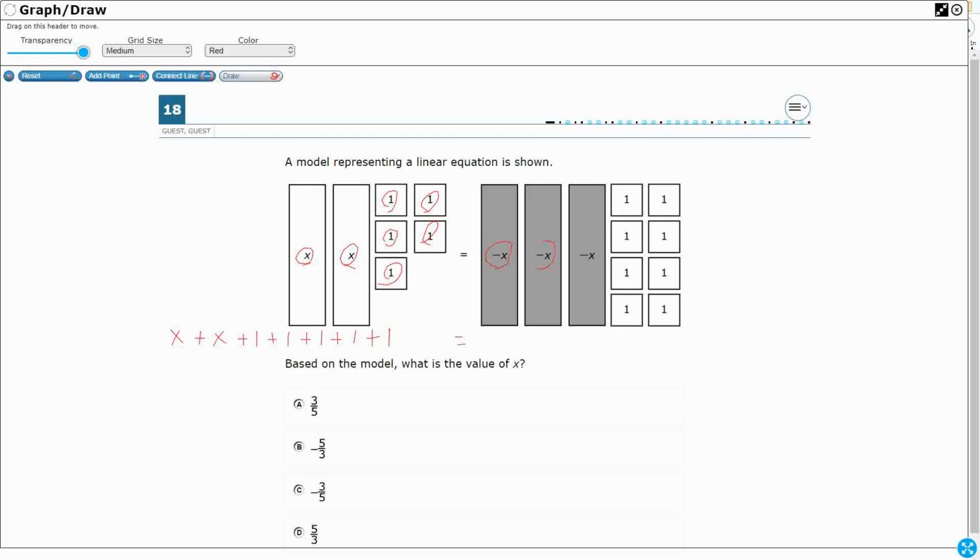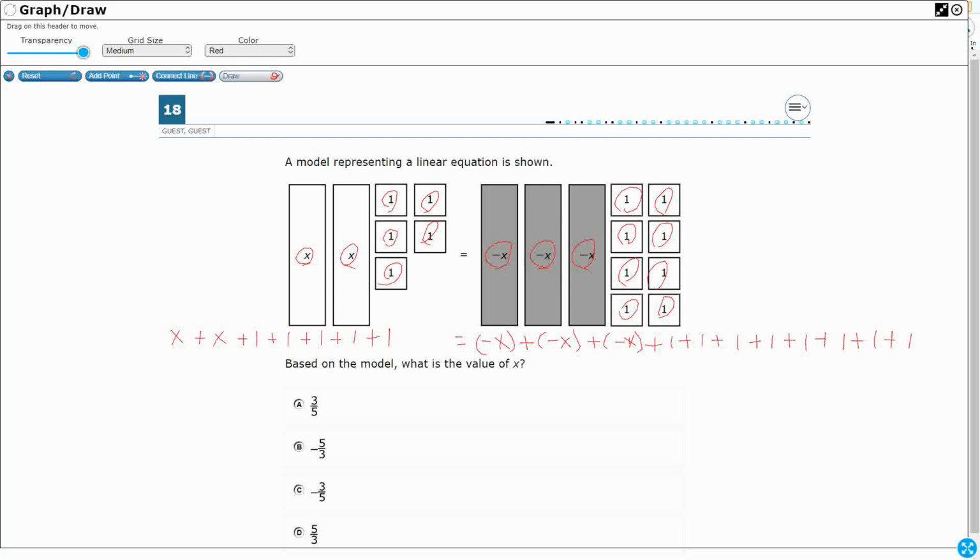Now I've got, and you notice a different color, these are negative x's, right? So negative x plus negative x plus negative x. And then I've got 8 ones, right? So I need to do plus 1 8 times. So that's what this algebra tile representation actually means if we're going to just show it with an equation.